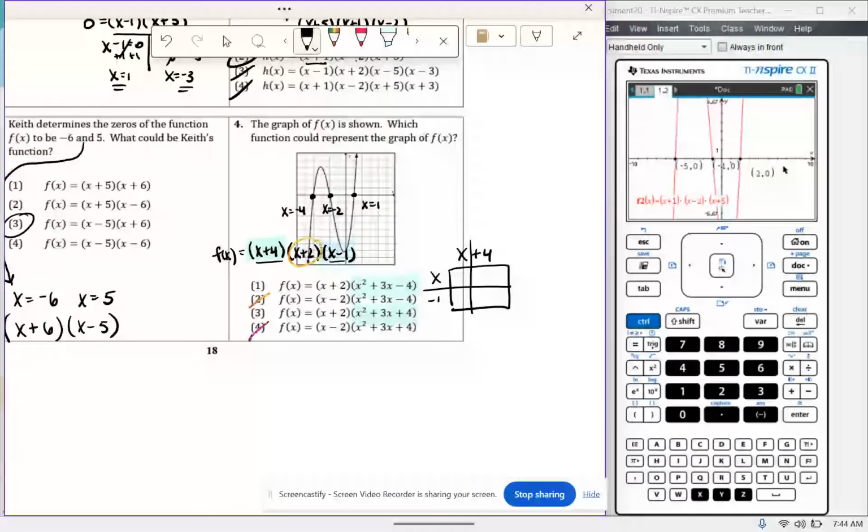I'm going to take the x minus 1, and I'm going to multiply them out. And I get x squared plus 3x minus 4, and that's going to match this one here.